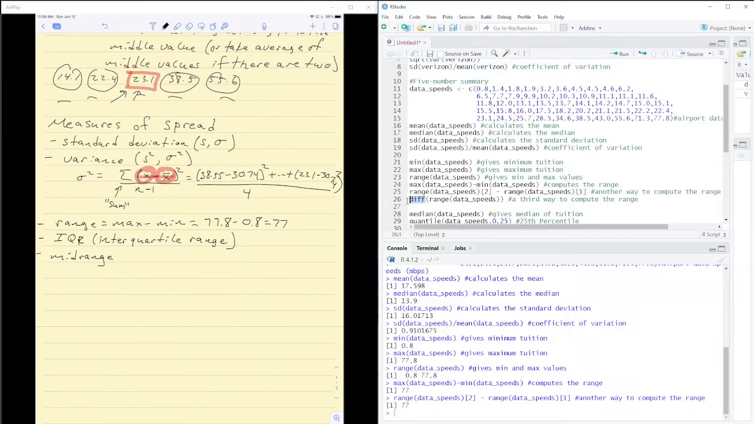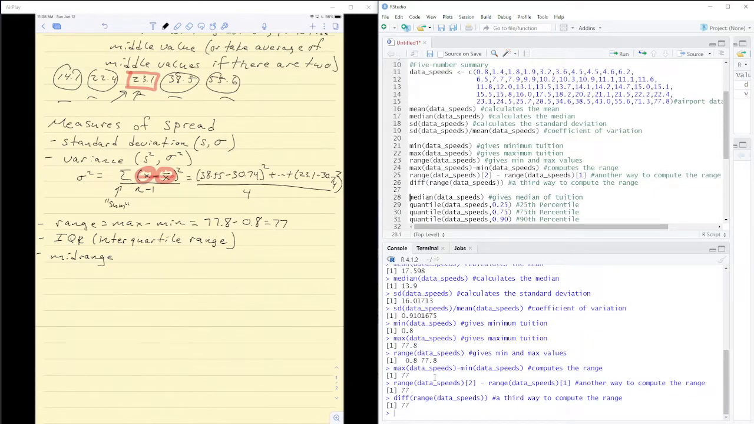Or you could use this command diff. That'll look at the difference between the values. So it'll look at the difference between these two values in the range. All valid ways to compute the range. I like this one. I feel like it is the most intuitive, the easiest to understand out of them all. Just a simple max minus min, and then we're done. There are other ways to do it depending on what your preference is. I think this is the easiest to understand.